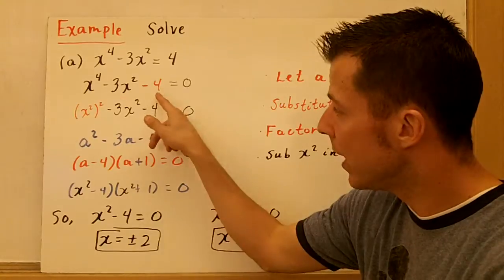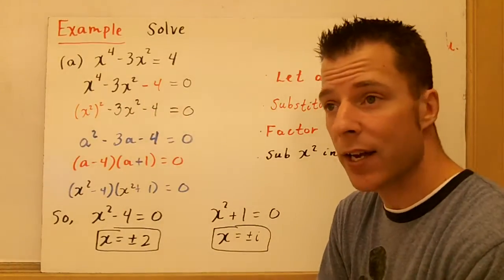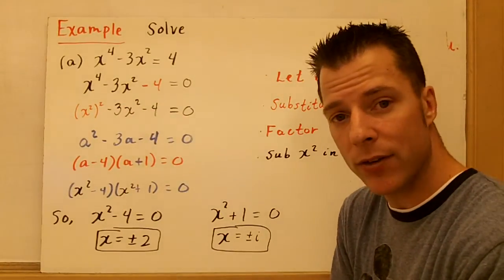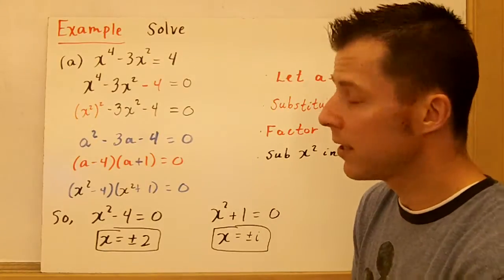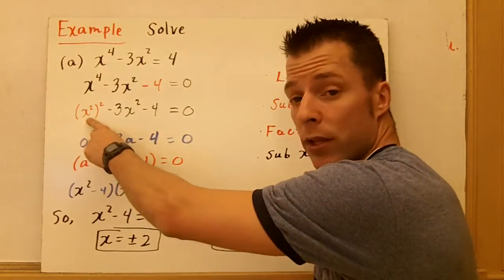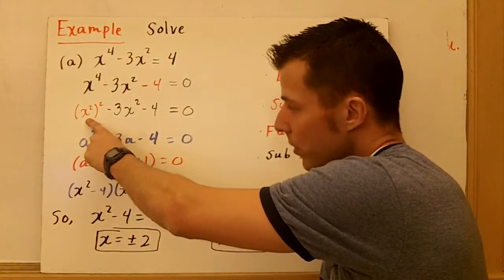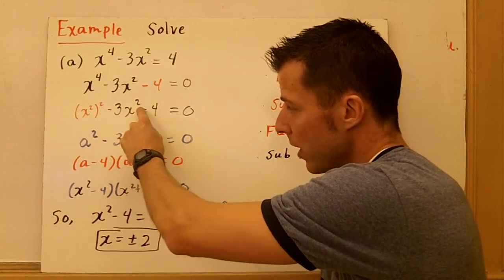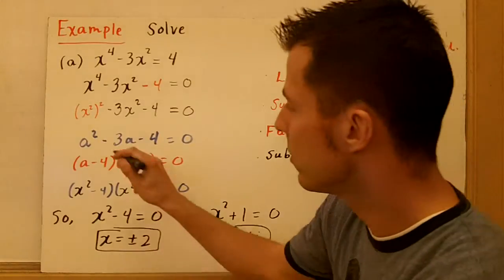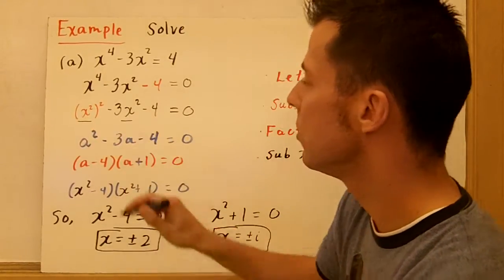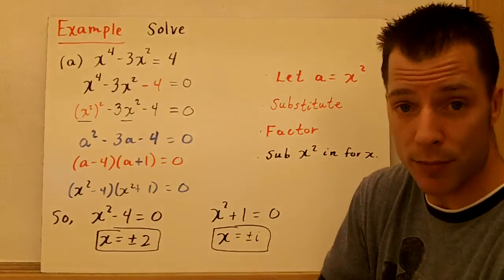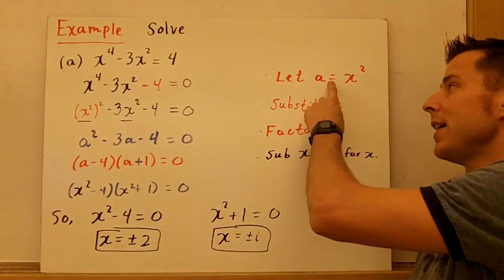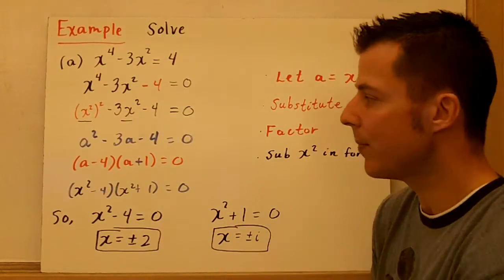Here's the problem though. Not all the terms have an x. So now it's like, well, how do I factor out an x to the fourth? Well, we got a little bit of trickery and it starts with the first term here. Well, x to the fourth is just x squared squared minus 3x squared minus 4. And here's the trick. Look, these two are x squareds. So let's substitute. Let's let a equal x squared and see what happens.